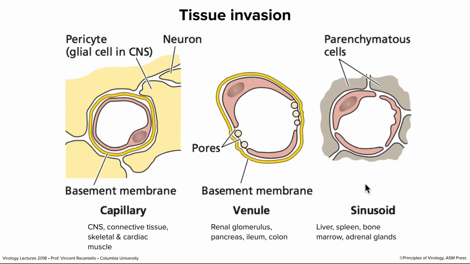And finally, on the right, you have what we call a sinusoid. This occurs, for example, in the liver. Here the blood vessel is really just a loosely formed cavity. You can see these 3 endothelial cells are not even joined. Blood would be flowing through here. It's very easy for viruses in the blood to infect the underlying cells. There's no basement membrane. And so this is why in the liver, for example, it's very easy for viruses to have access to liver tissues.